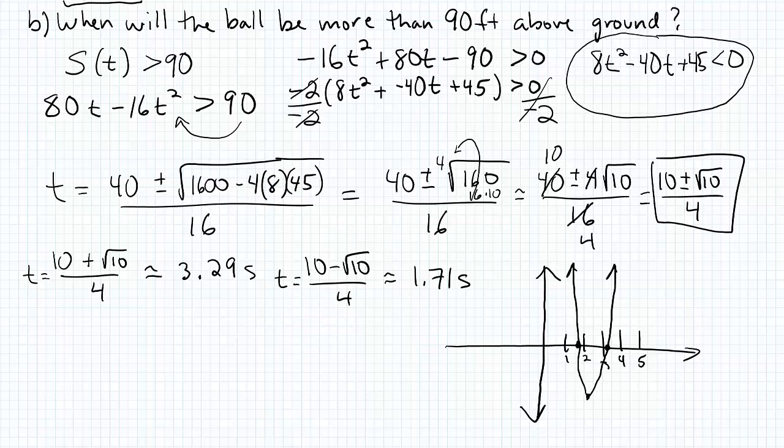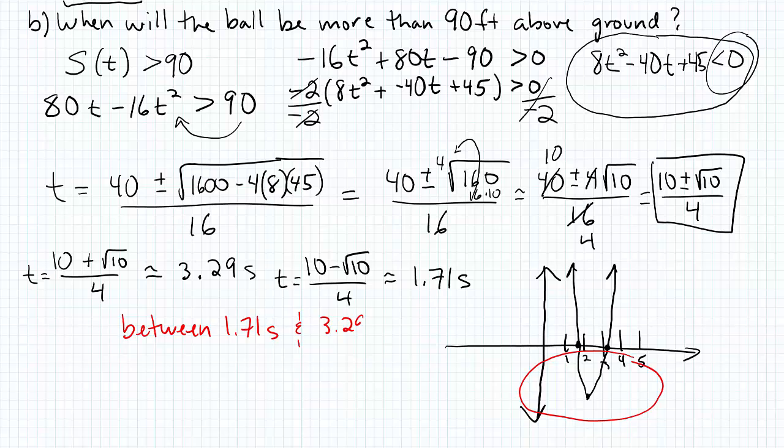So I don't care where the vertex is actually, because I'm only interested in what? The question of where is it less than 0? Remember, the function is less than 0 when it's below the x-axis. So that would be there. And that's occurring between these 2 time periods, right? So basically the answer to the question is that we're somewhere between 1.71 seconds and 3.29 seconds. Or in other words, if you want to write it in interval notation, it's going to be 1.71 up to 3.29 seconds, right? That is the answer for the question.